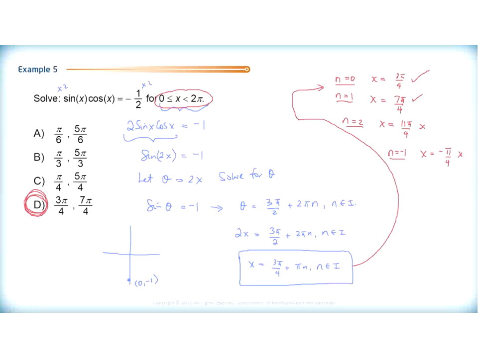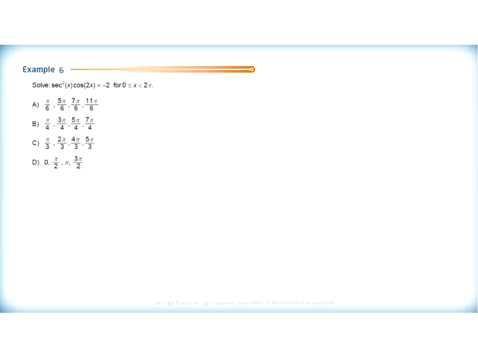The only two solutions that fall within this domain are 3 pi over 4 and 7 pi over 4. The correct answer is D. That was a little tricky because it involved the work that you did in a previous chapter. But again, you need to bring all this together at this point. Certainly for your public exam you do.